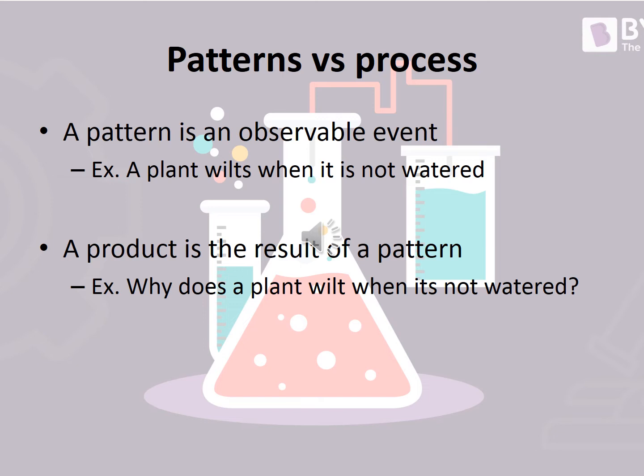So, for example, a plant wilts when it is not watered. Over time, we've noticed that that happens because plants require water. A product is the result of a pattern. So we see something happening because this pattern continues to happen. Why does the plant wilt when it is not watered? That leaves us with the question to probe.